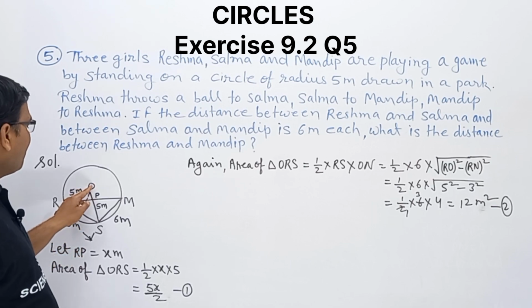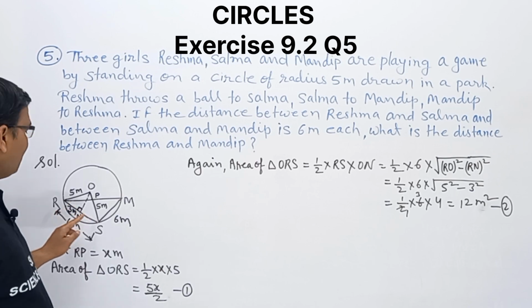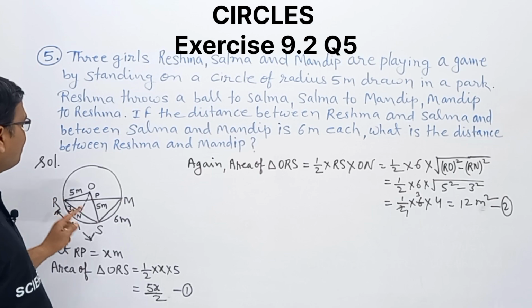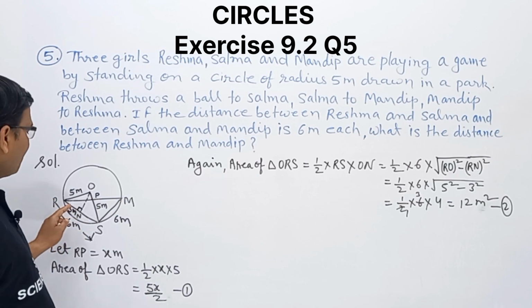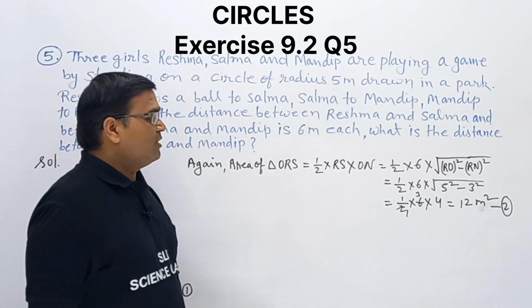How are we getting this? Once we draw a perpendicular to the chord RS, this chord is divided into two parts. The total distance from Rasma to Salma is 6 meter, so RN will be 3 meter. And this one is the hypotenuse, so we can find this perpendicular NO. NO will be 4 meter.